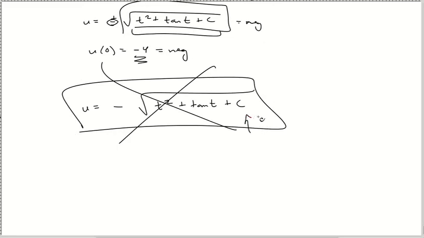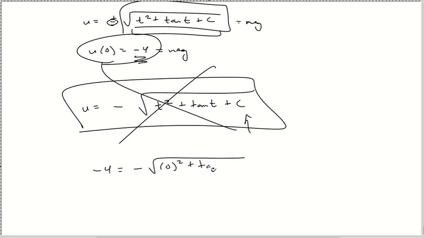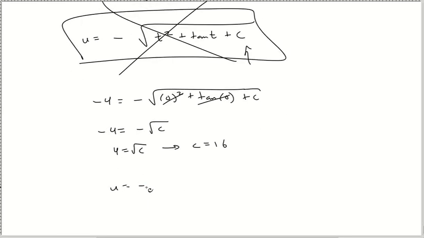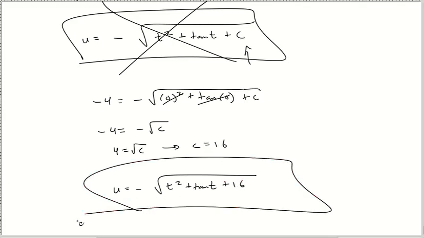What we need to do is solve for c, given that we have this initial condition. Again, that's a t and that's a u. And so what I'm going to do is negative 4 is equal to a negative square root of 0 squared plus tangent of 0 plus c. That's a 0. That's a 0. So I've got negative 4 is equal to a negative square root of c. The negatives cancel. 4 is equal to square root of c. Square both sides. c is equal to 16. And so now I can finally say that u is equal to a negative square root of t squared plus tangent t plus 16. There we go. Finally done.